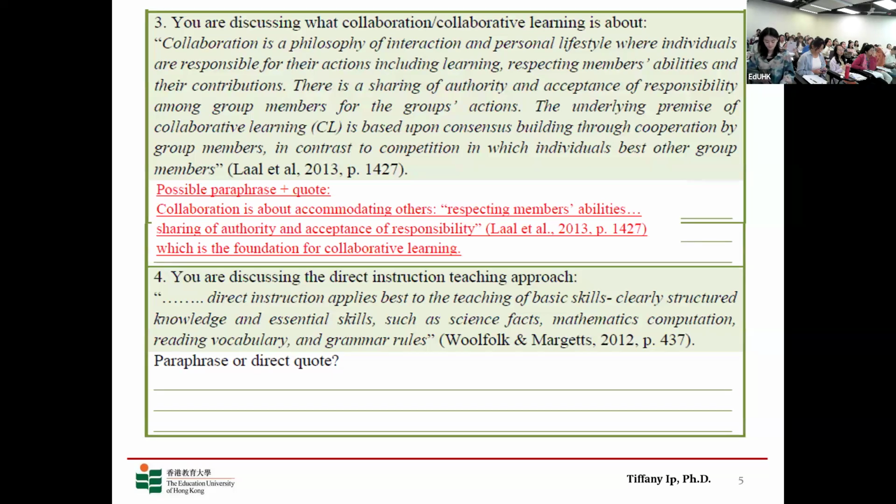So you can say, collaboration is about accommodating others. After you read this, you know what this is talking about, and then starting from "respecting your members", here you keep the quote, and then comma, "which is the foundation for collaborative learning." So it's like a bit of a trick. You explain it, but you don't use the quote to drive your writing. The beginning and the end part is still what you think, and that is how you make use of it. Then for the middle part, you use the last name, year, and page number.